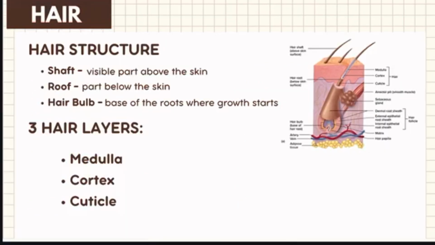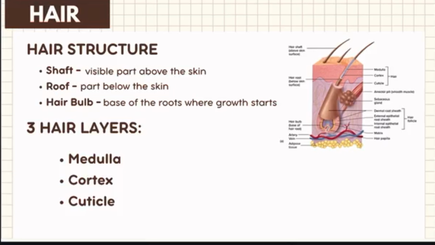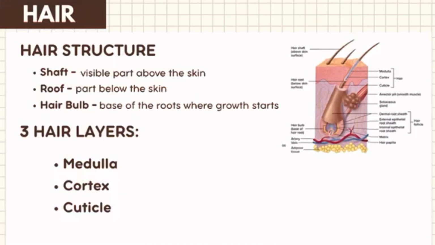Next is hair structure. We have three parts. First is the shaft. It is the visible part above the skin. Then the root. It is the part below the skin. And third is the hair bulb, which is the base of the root where the hair starts to grow, or where growth starts.